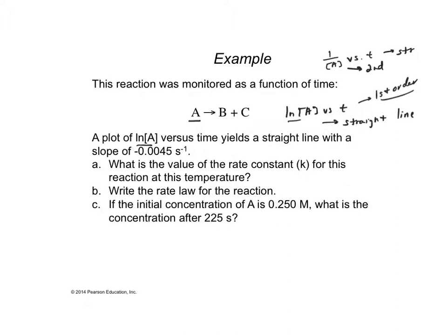That's probably not the best way to explain that, okay? But again, this thing right here, ln of A versus time yields a straight line. That's a big indicator that this is a first order reaction, okay? Now, they also tell us the slope.